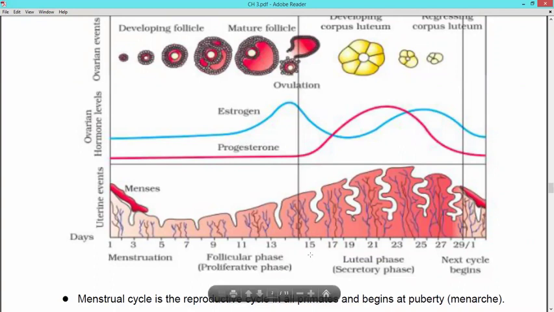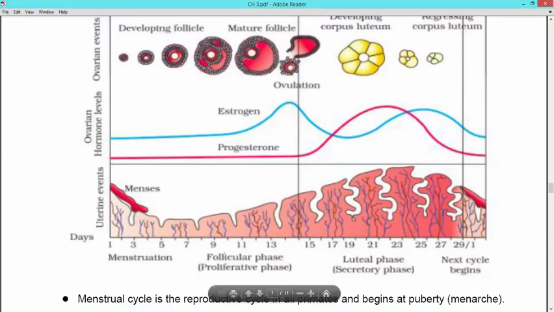Once the ovum is released, whatever leftover of Graafian follicle is there in the ovary gets converted to corpus luteum. That particular phase is known as the luteal phase. It is also known as the secretory phase, as this corpus luteum is responsible for releasing the progesterone, and this progesterone helps in maintaining the endometrium.